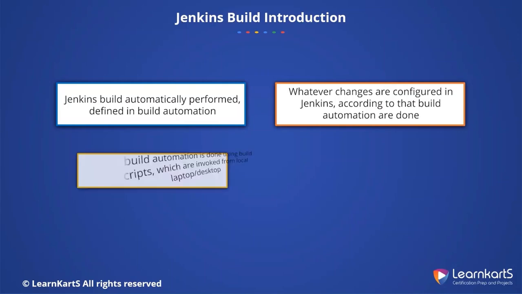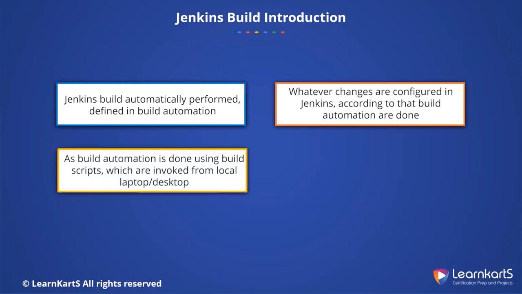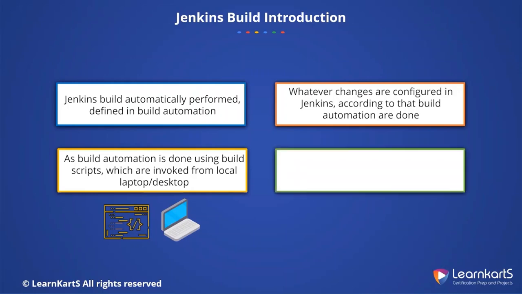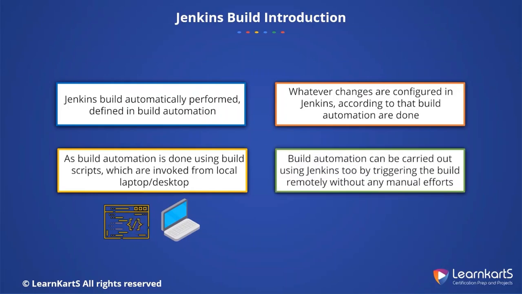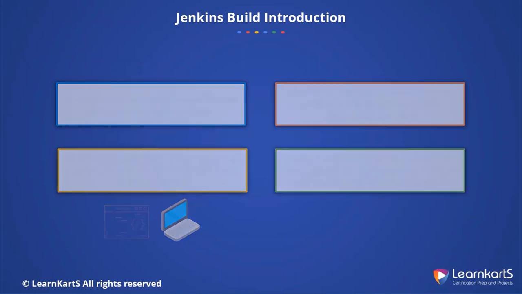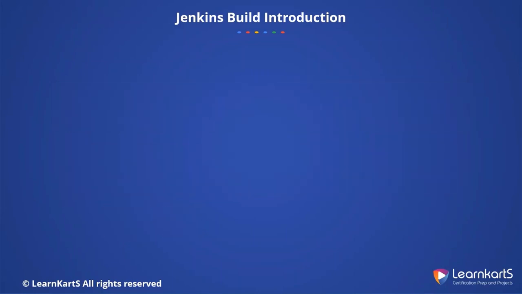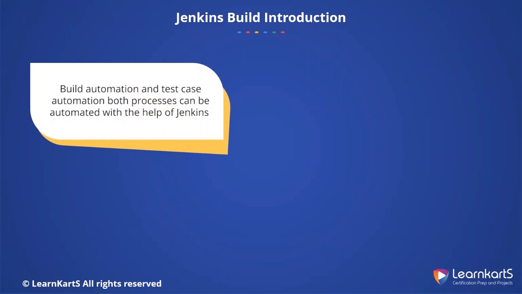Now, why? Because build automation is done with the help of build scripts. You can invoke these build scripts from your local laptop or local desktop also. But if you don't want to do that kind of build automation, you can go for Jenkins and trigger these builds remotely, and without any manual effort, you can do the build automation. Also, you can combine test case execution, so build automation and test case automation. Both of these processes you can automate over here with the help of Jenkins.